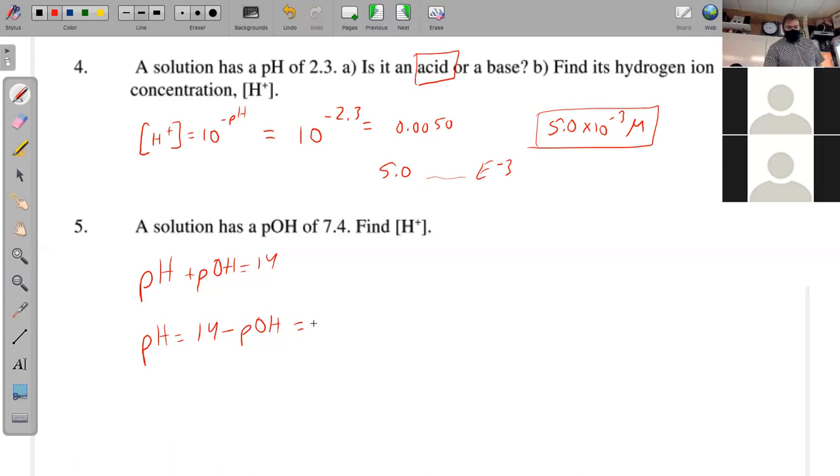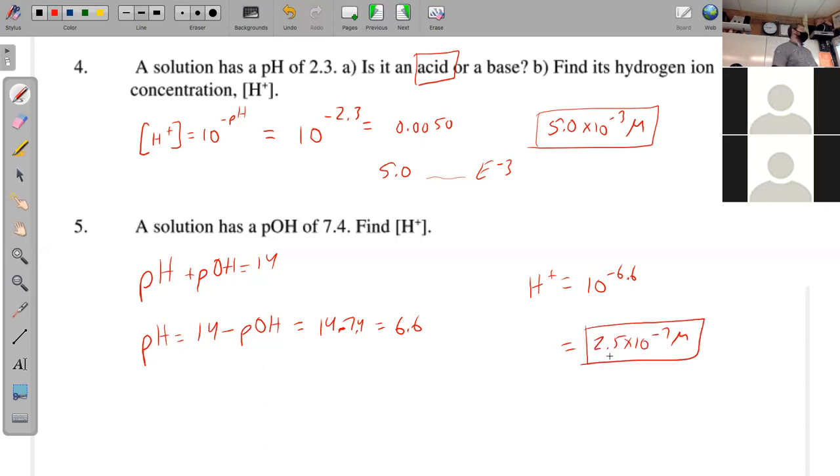All right, so if you go 14 minus 7.4, that's 6.6. So the hydroxide concentration is equal to 10 to the negative 6.6. And you should expect a value whose exponent is around 7. It's 2.5 times 10 to the negative 7th. And the unit is molar.